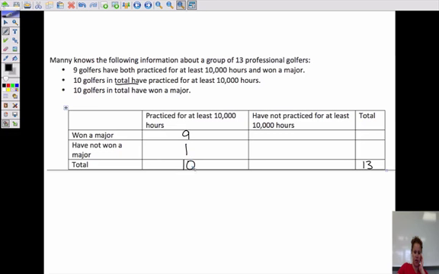One of those has not won a major. 10 in total have won a major, so 10 here. That's pretty easy to say. Okay, then 1 has not practiced but won a major. Okay, so then that means if there was 10 that won a major, then 3 have not, and 10 have practiced, then 3 have not, and 2 of them would be the remaining piece that says they have not practiced or won a major. All right.